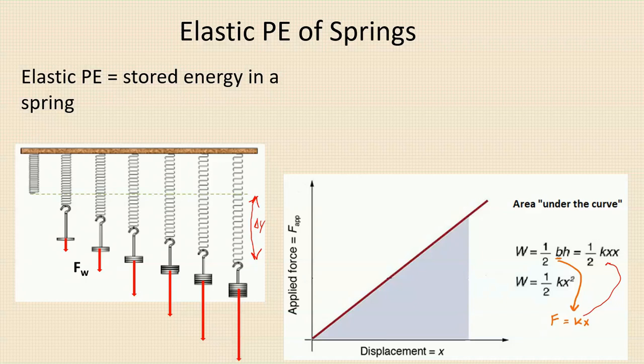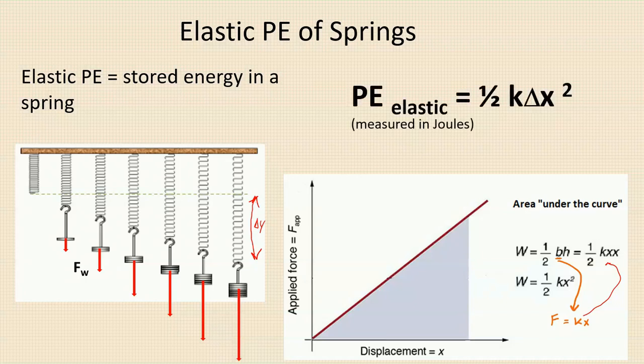So we put this into the potential elastic form, where the elastic potential energy is one half the spring constant times the displacement squared. And yes, your answer should be in joules.